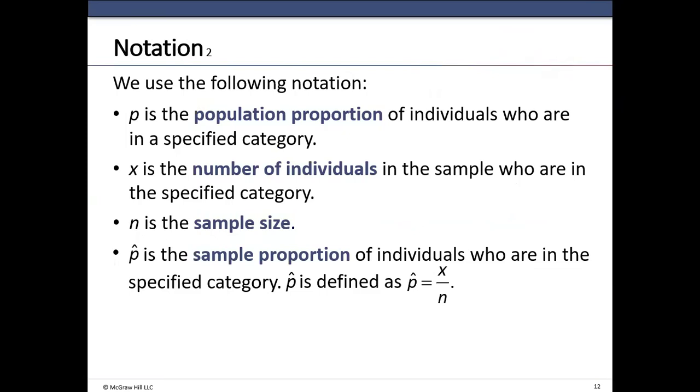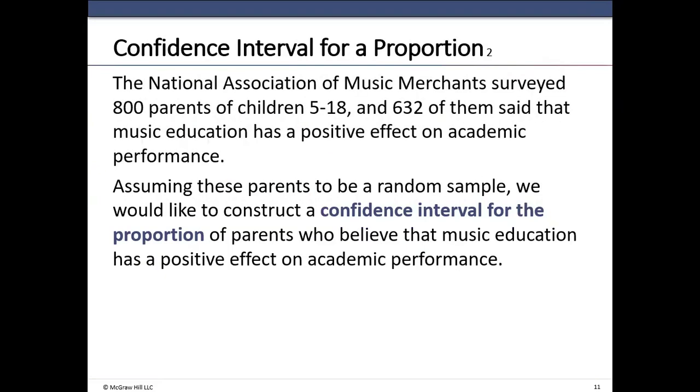So these are the notations we use. p is the population proportion of individuals who are in a specified category. x is the number of individuals in the sample who are in the specified category. Sometimes x is called the number of successes, and we define in the problem what is success. For example, in this particular problem that we just discussed, success is to believe that music education has a positive effect. So success is the number of parents who believe that music education has a positive effect on academic performance.